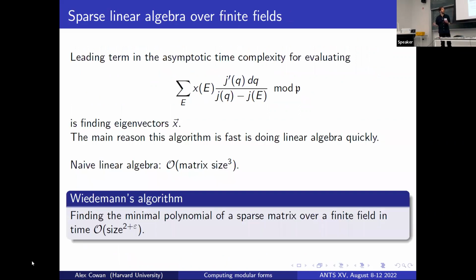So the hardest part of computing this is in finding this eigenvector x, right? This eigenvector of the adjacency matrix of the ℓ-isogeny graph. Linear algebra, if you do it naively using algorithms taught in the first course in linear algebra, takes time matrix size cubed. And the main speed up that we're going to get, the reason that this algorithm runs quickly, comes from using Wiedemann's algorithm and doing all this linear algebra in time p squared instead of p cubed. Here I'm saying p because the matrix size is proportional to the level.